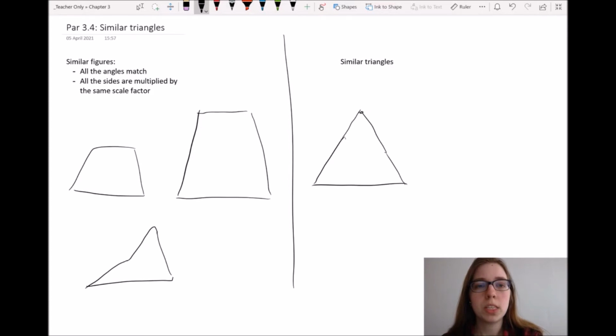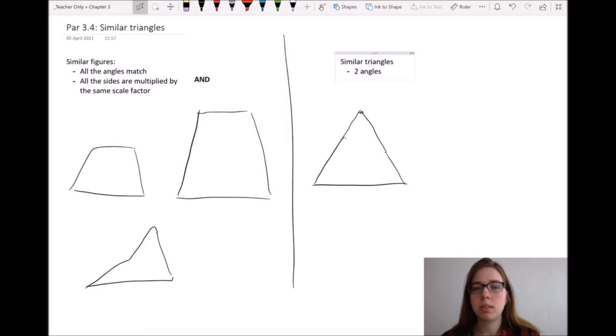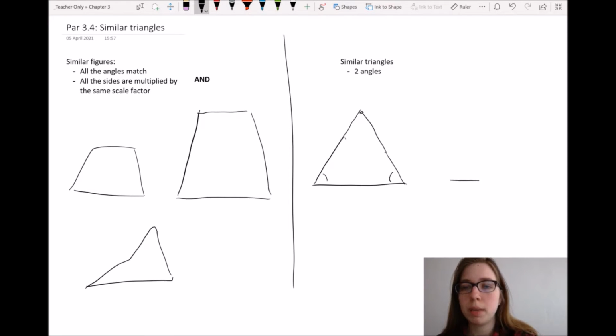So where this was an and, we have to find both properties. Here it seems to be enough to check not even all the angles, but just two angles, because once two angles are the same, once I know these two angles, sure, my other triangle may be smaller or larger, but it will keep the same shape. So the two angles are enough.